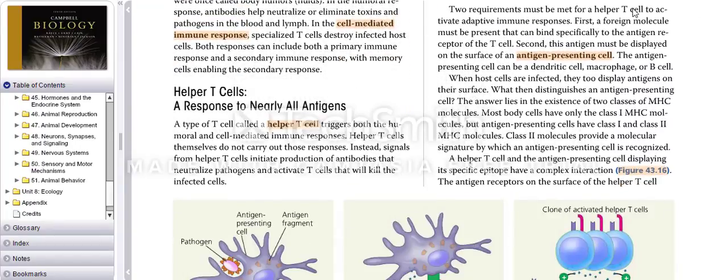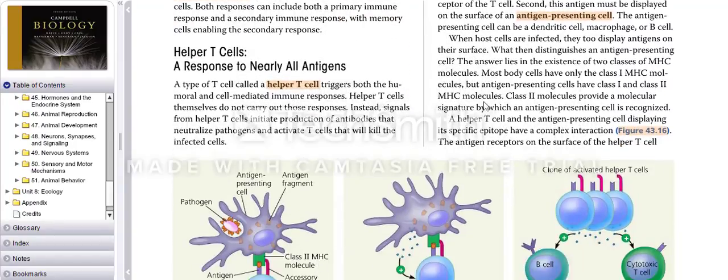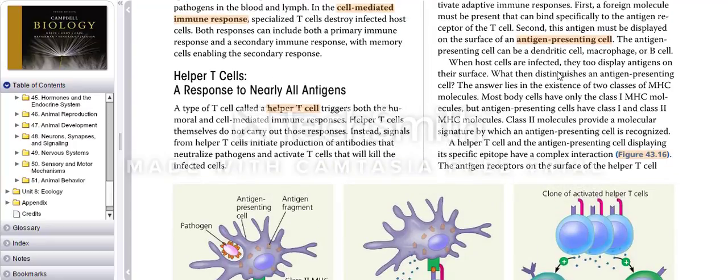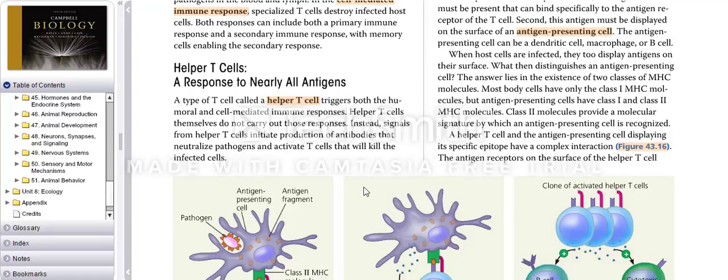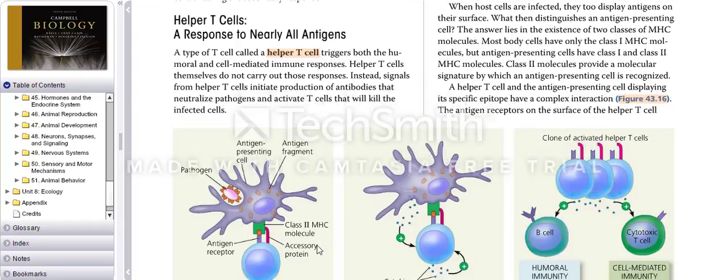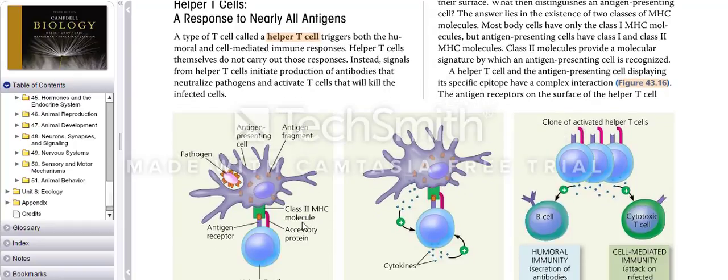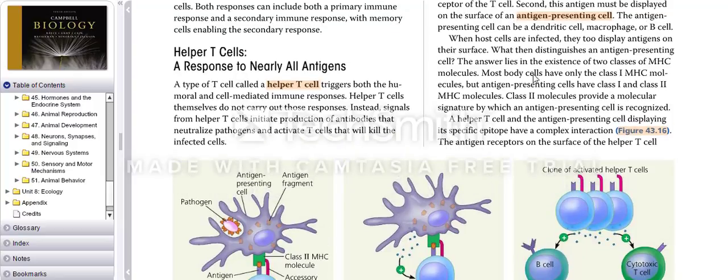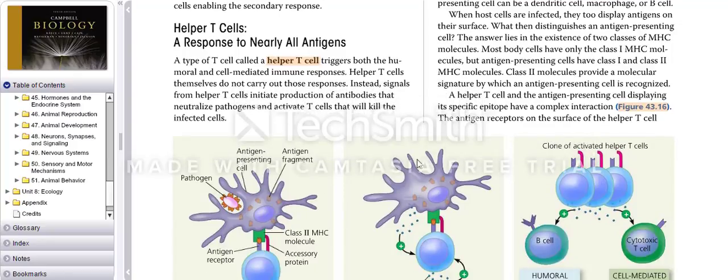The cell presenting things, so the MHC molecule, can be dendritic, which we had talked about, present in skin cells, macrophages such as white blood cells, or it could also be a B cell. The book also describes that we have two different classes of MHC molecules, as you can see here in the figure we're going to look at. There's a class 2. Most body cells only have class 1, but antigen presenting cells have class 1 and class 2, and the difference is that class 2 molecules provide a molecular signature by which the antigen presenting cell is recognized.